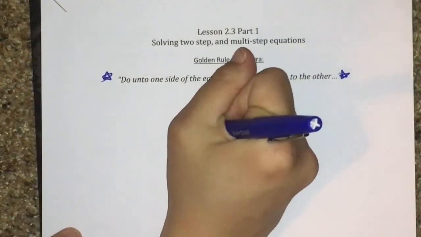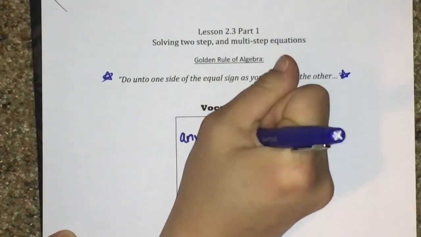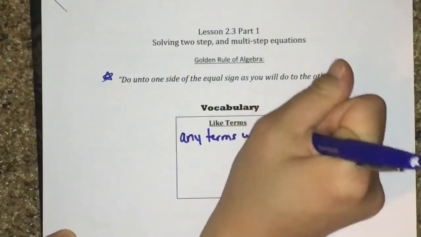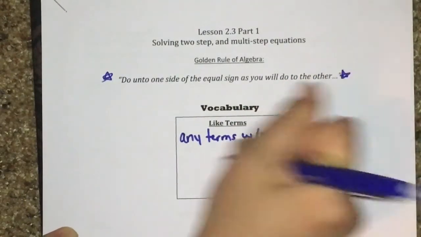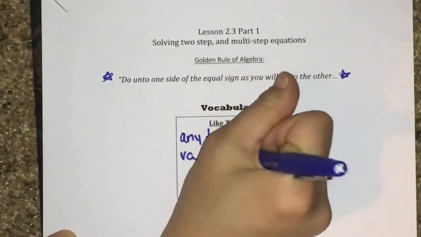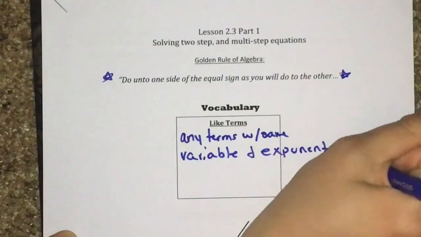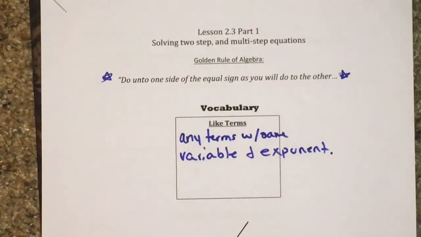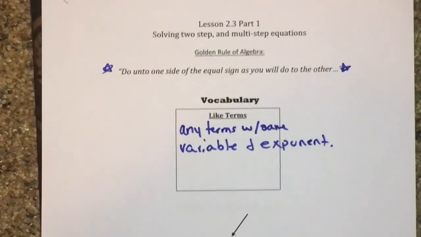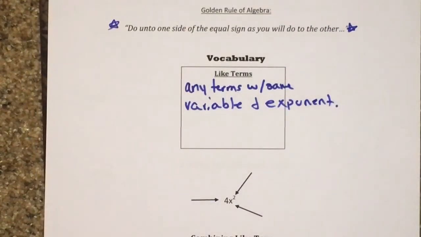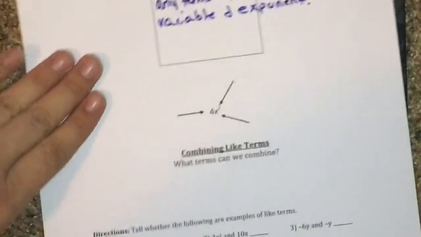Like terms are any terms with the same variable and exponent. You guys have done this before. We're going to talk about combining like terms. So we're going to go ahead and look at 4x squared and label some stuff.